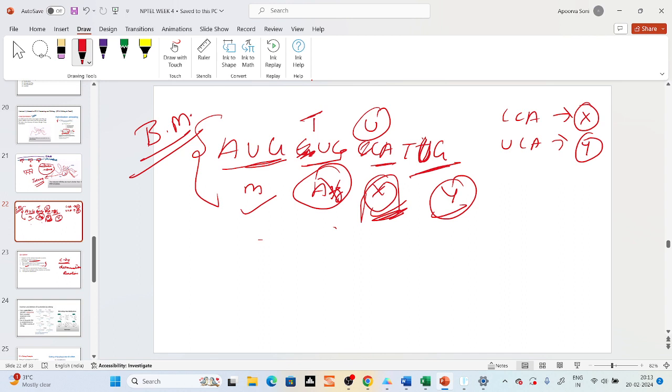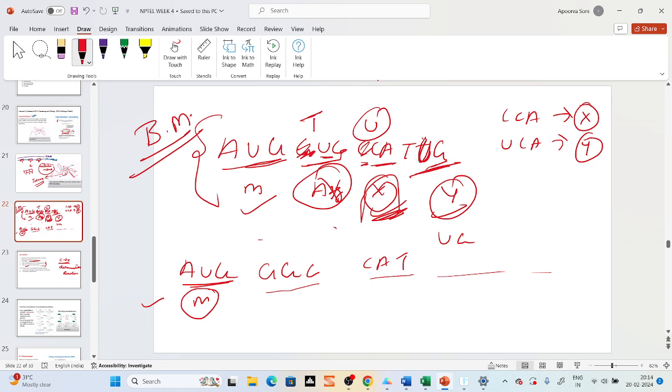Now I say insertion or deletion. Suppose this U is deleted. So what will happen? AUG will still code for methionine. But this U is deleted, so where there was GUG, what will happen? GGC, CAT, and UC, UG are left. So now you see, because of the deletion of this U, the entire frame of the codons is changed. Has it changed or not? Because for the synthesis of one amino acid you need a codon of three bases. So if this U is deleted, you have GGC, then CAT, and then this UG is left. If something else is there, suppose any other nucleotide will come.